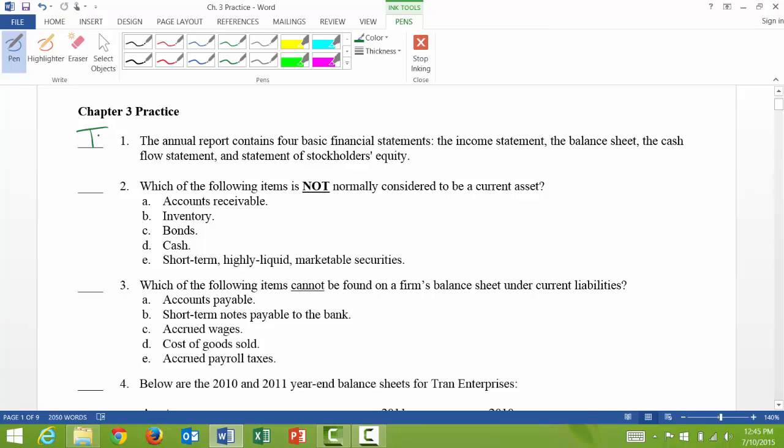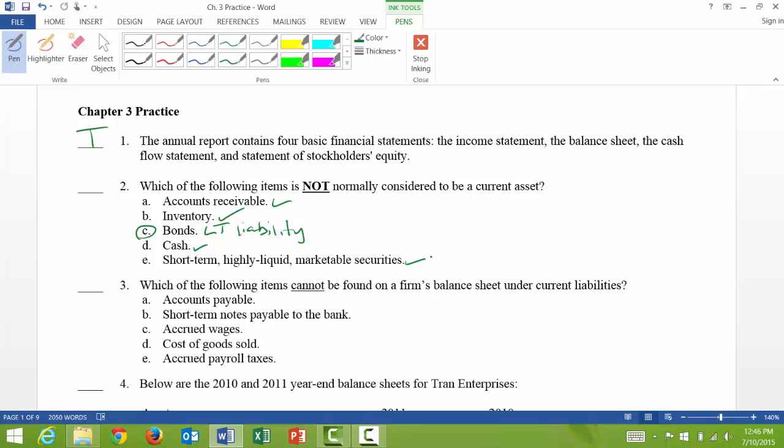And question 2, which of the following items is not normally considered to be a current asset? So accounts receivable is a current asset, so it's okay. Inventory is a current asset. Bonds are not, they are a long-term liability. Cash is a current asset, and short-term highly liquid marketable securities are also current assets. So the answer was C for number 2.